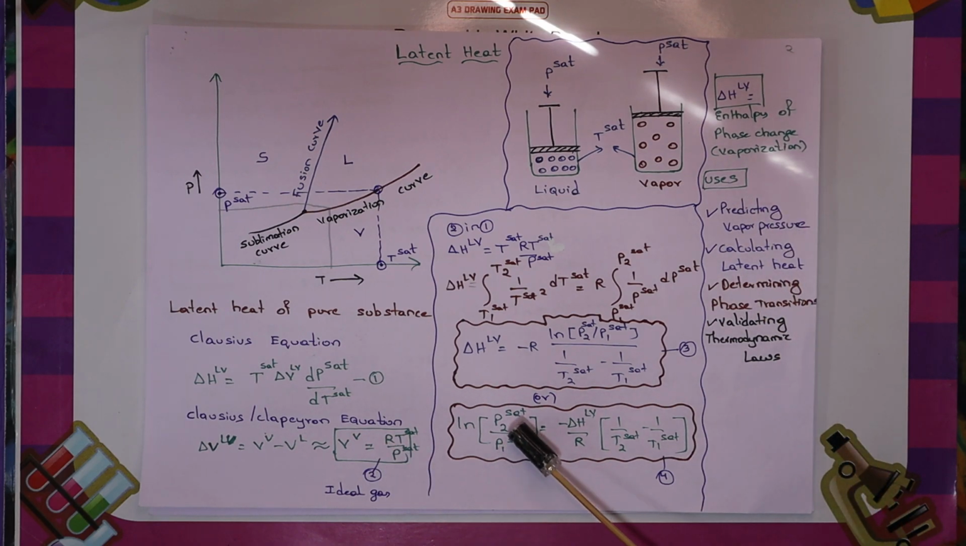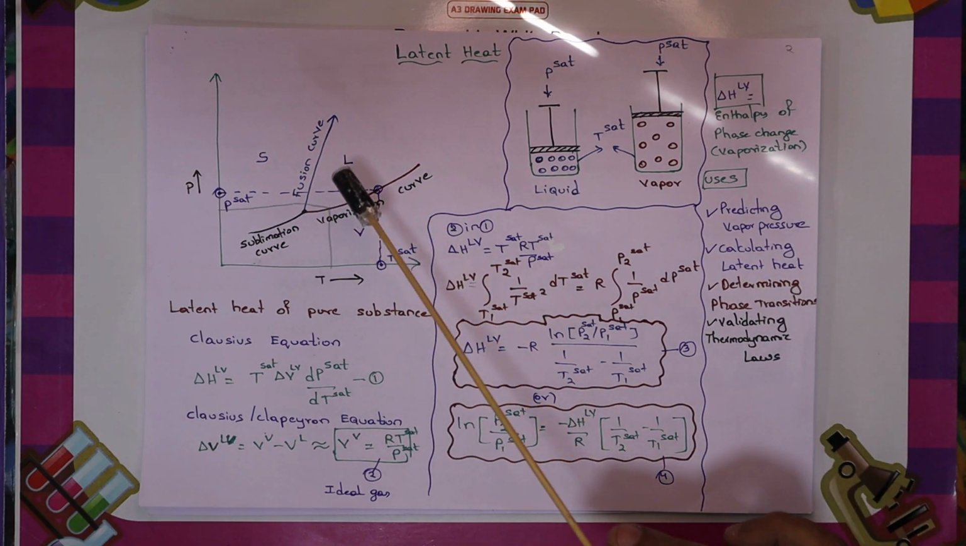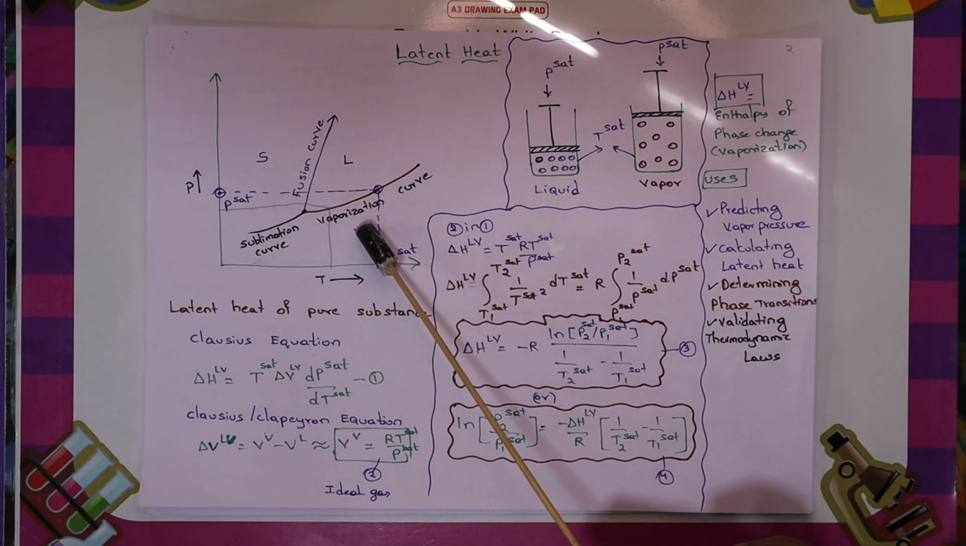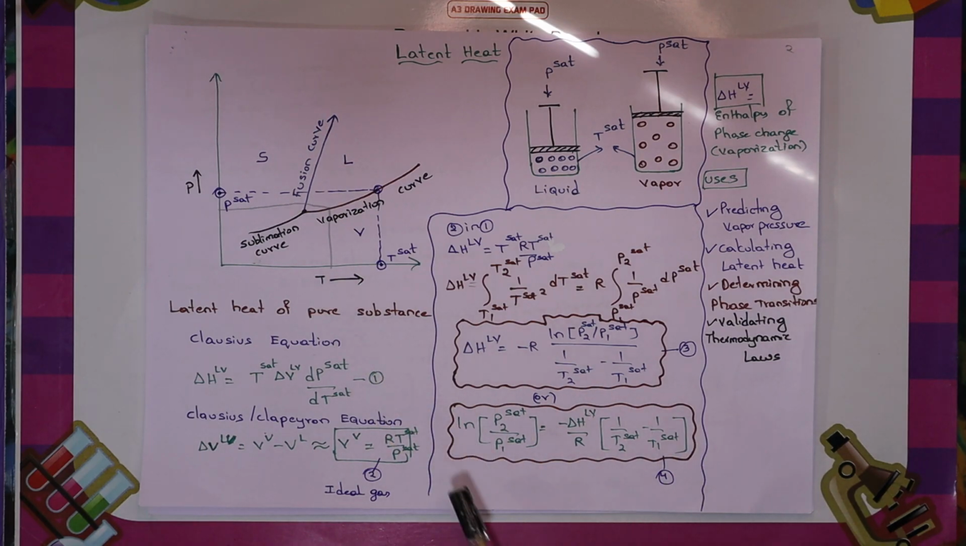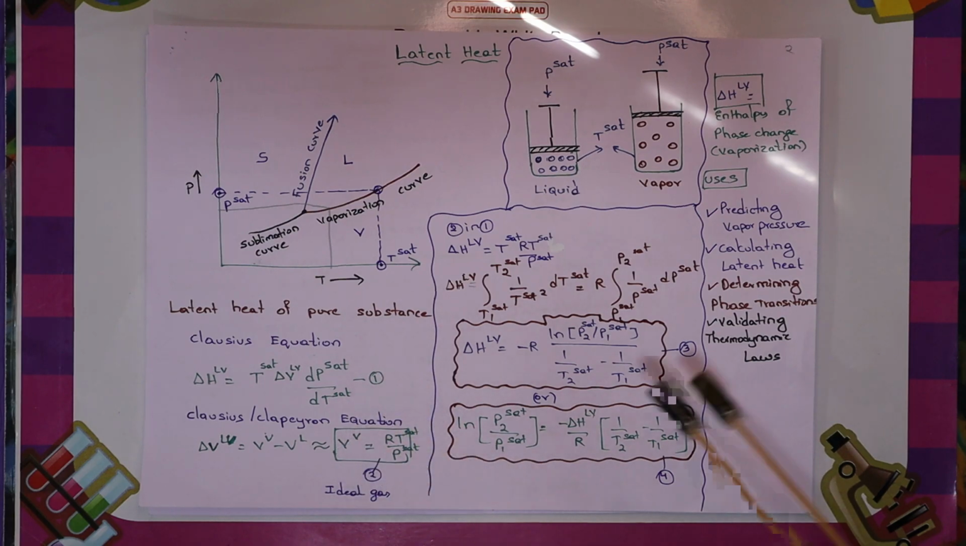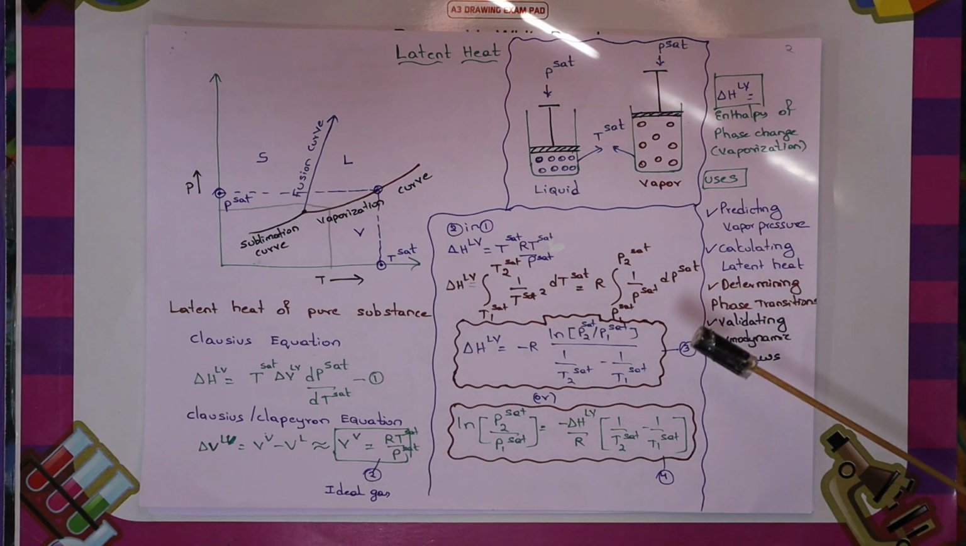That means you can calculate P2, P1, T2, T1, provided you know the other things. Calculate the latent heat, that means delta H, you are able to find out. And there are inbuilt thermodynamic applications like phase transitions. That means if anything is transferring from liquid phase to vapor phase or vapor phase to liquid phase, you can get some information. That is called determining the phase transitions. And the other thing is validating thermodynamic laws. There are some applications where the Clausius-Clapeyron equation is used to validate some thermodynamic laws as well.